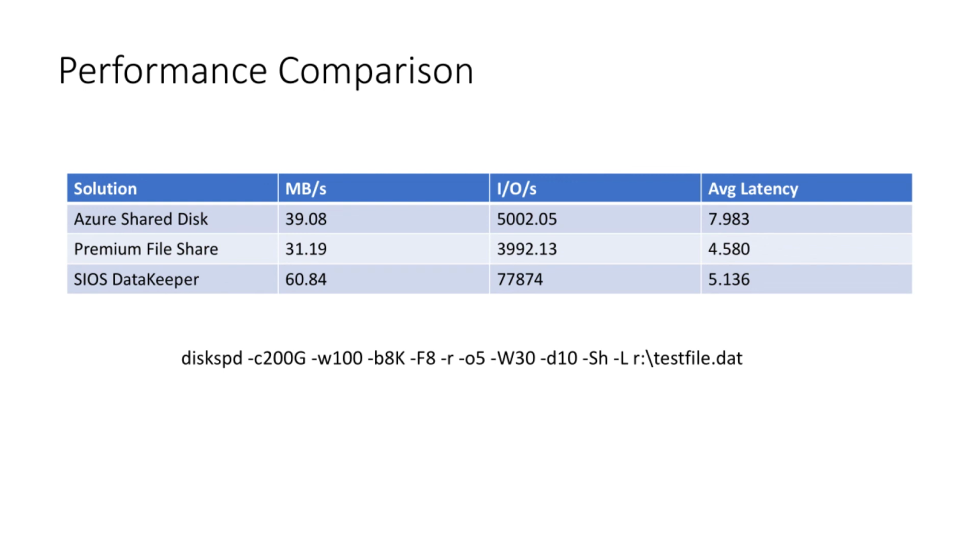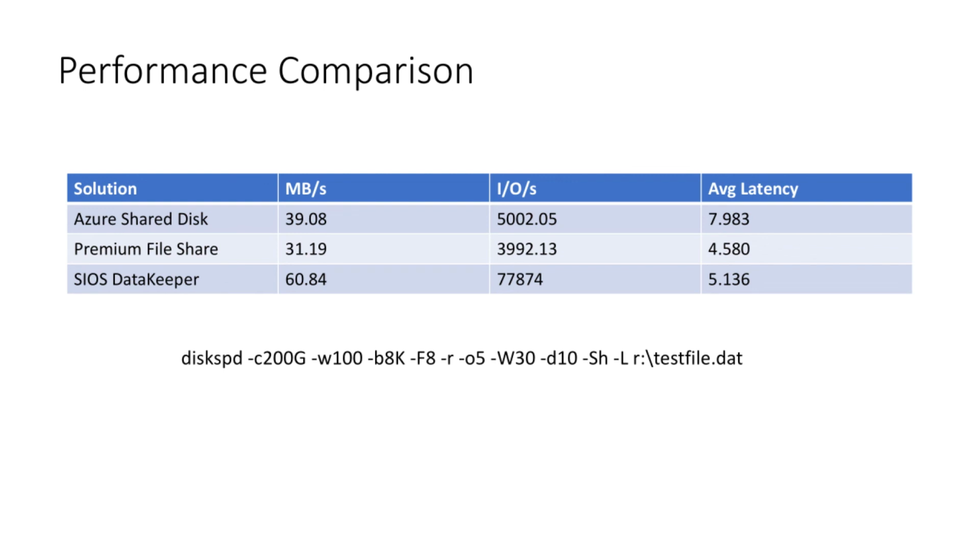Performance comparisons. I used DiskSpd, and you can see the parameters I used with it. I meant to say I didn't compare S2D. That's the word I was looking for. So Azure Shared Disk, Premium File Share, and SIOS Datakeeper. We see the megabytes per second. This is total megabytes per second, and the IOPS per second, and then the average latency.